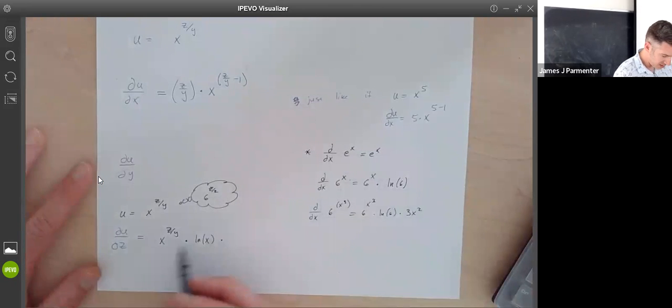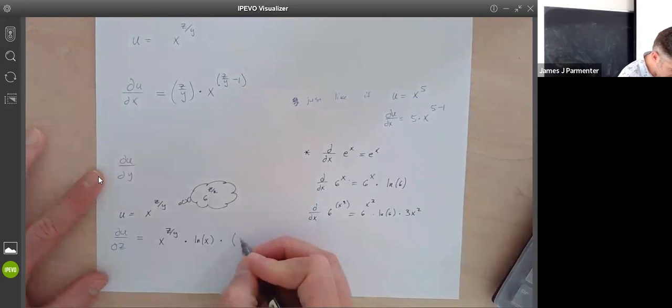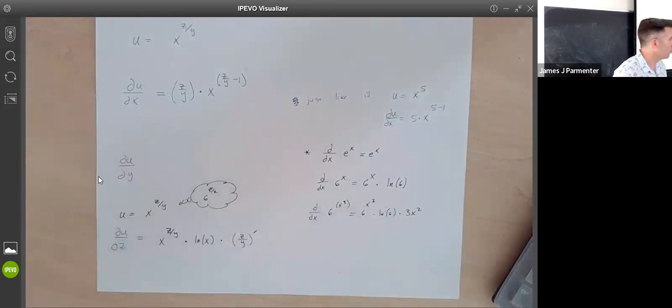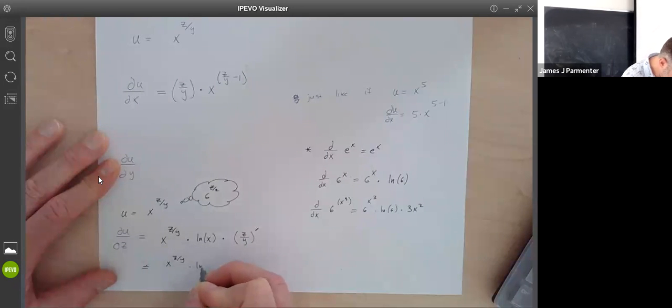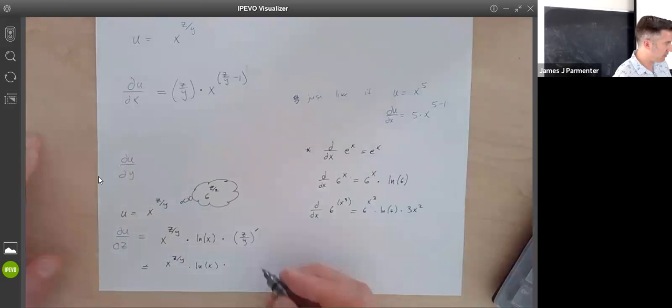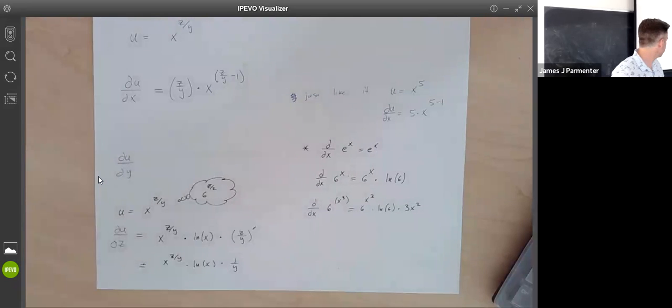So over here, we're taking the derivative of x to the z over y, we're taking x to the z over y times the natural log of x times the derivative of z over y with respect to z, of course, because that's the partial we're doing. So then we're going to get x to the z over y times the natural log of x, and the derivative of z over y with respect to z is just 1 over y. Because you can think of that as 1 over y times z, and its derivative is 1 over y.